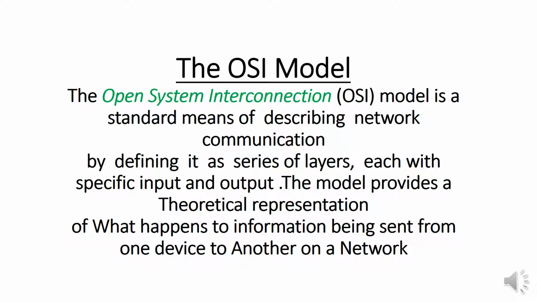Today we are going to talk about the OSI model. The OSI model is a standard means of describing network communication by defining it as a series of layers, each with specific input and output. The model provides a theoretical representation of what happens to information being sent from one device to another on a network.